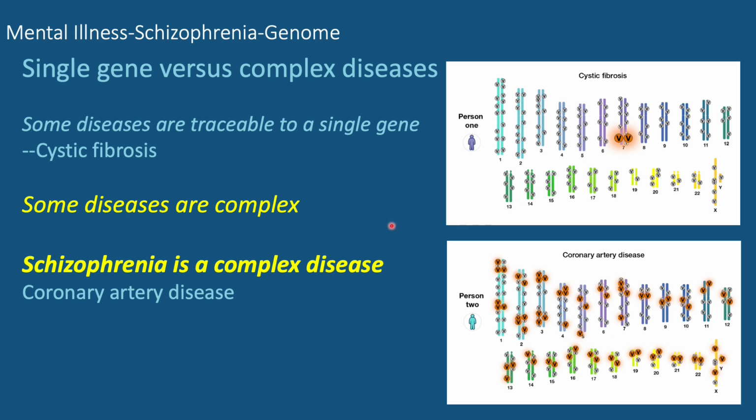This is not the case for all diseases. Some diseases are called complex. For example, schizophrenia is a complex disease. Let's look at the bottom part of the cartoon. This person number 2. As you can see, there are problems across all the chromosomes. And we will go a little bit more in detail about what these problems can be.